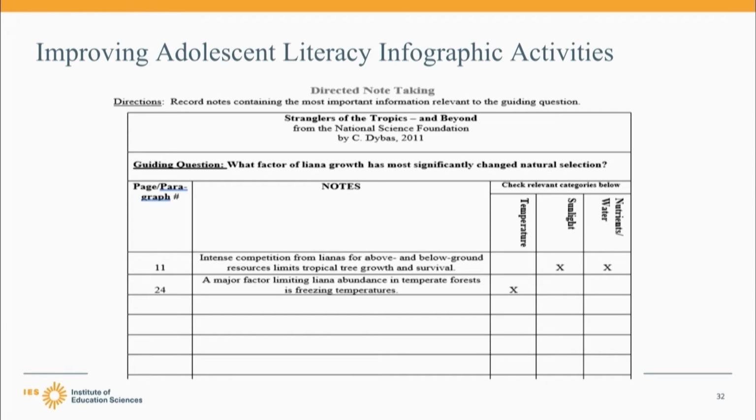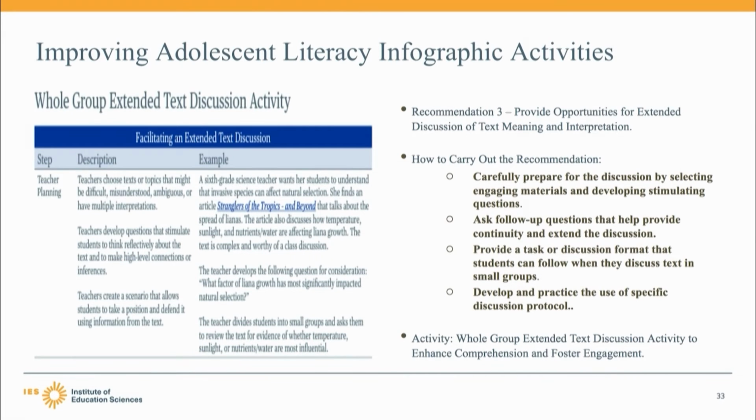We talked about the importance of ensuring students are motivated and engaged. We've discussed the importance of vocabulary instruction, and we've talked about providing direct and explicit comprehension strategy instruction. The final recommendation included in the infographic is providing opportunities for extended discussion of text meaning and interpretation. Having a high-quality discussion that focuses on the meaning and interpretations of text helps us comprehend text more deeply.